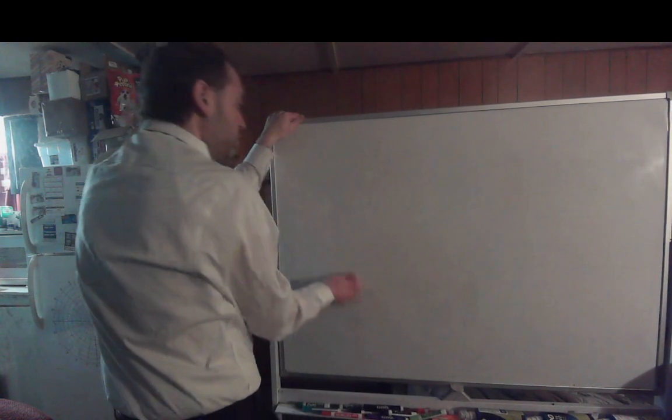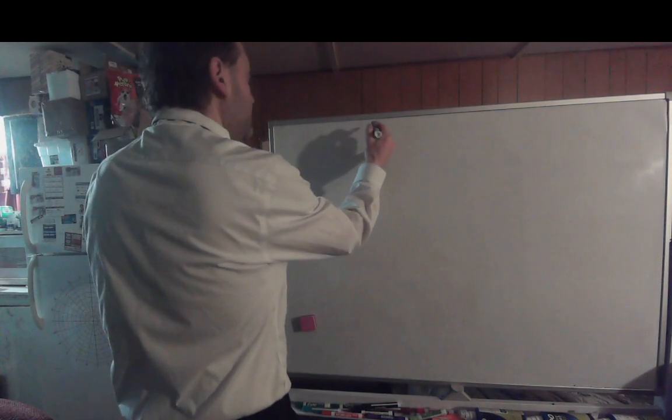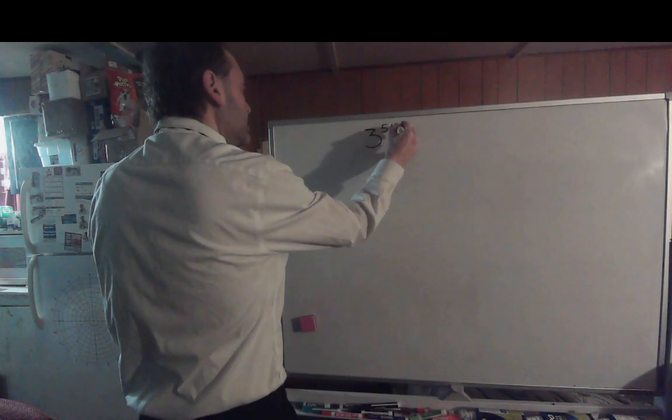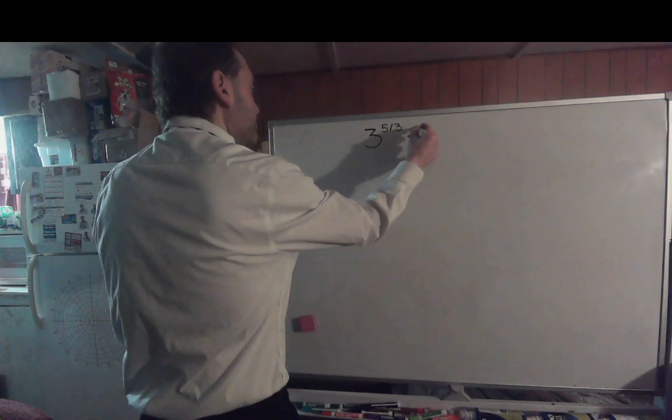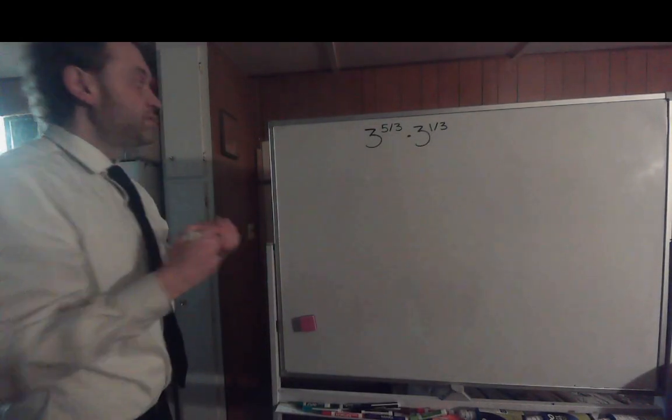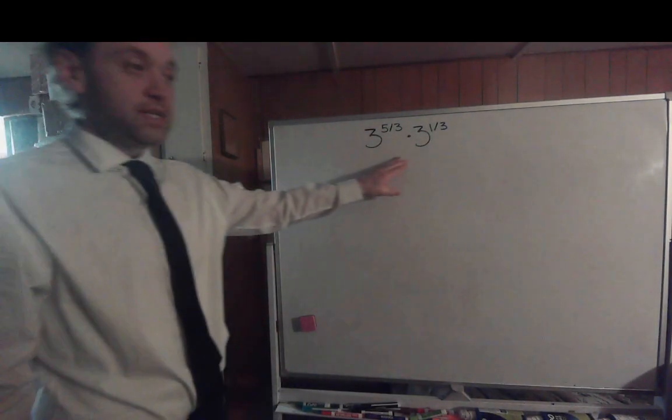Now that we have fractional exponents, we're going to apply these to what we know, on top of yesterday's lesson. So let's say you have a problem like 3 to the 5/3 times 3 to the 1/3. So you have 3 to the 5/3 times 3 to the 1/3.